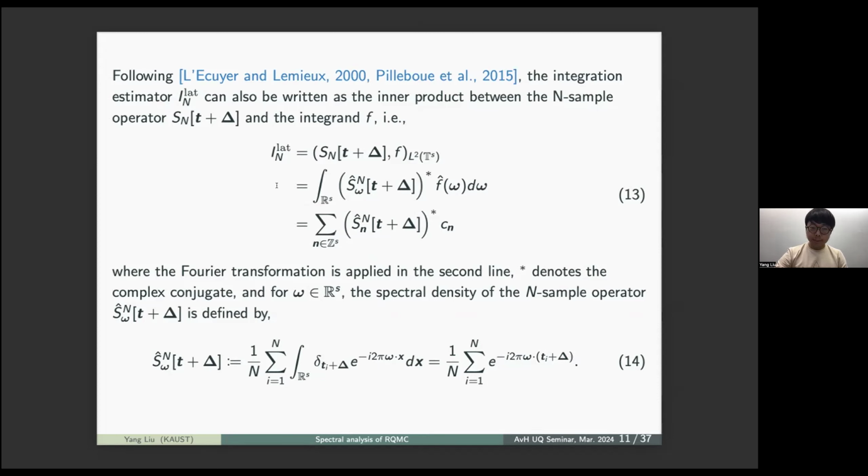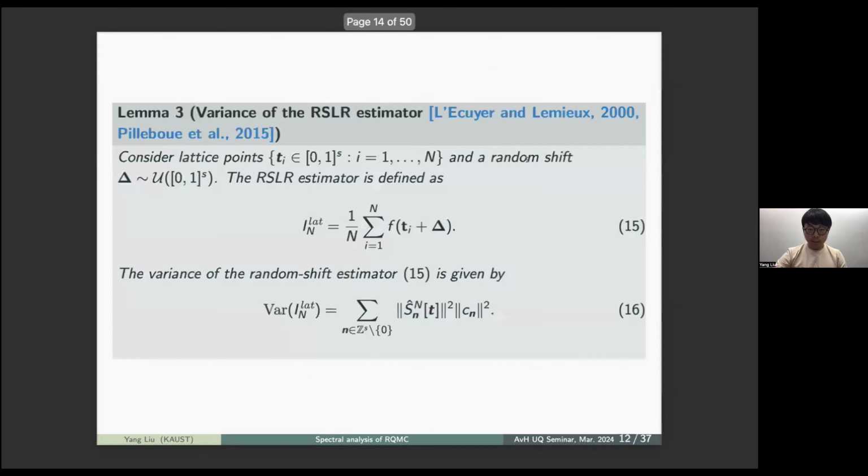And now we want to express the variance of this term. So we compute the second order moment, and we subtract the first order moment squared. The result is already in the early literature: the variance of such a random shift estimator is given by the summation over all these integer frequencies except 0 of the norm squared of the Fourier transform of this sample operator, and the Fourier coefficients norm squared.